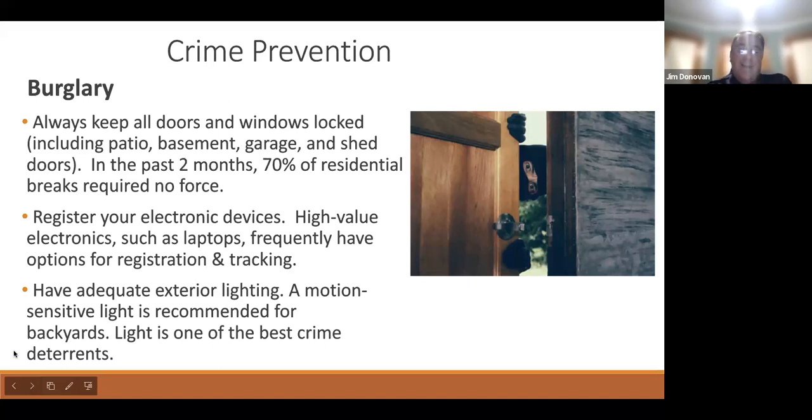Register your electronics, especially bikes. We see that a lot of bicycles are stolen. Most bicycles are very high end. Register those bikes so we have that information. We have your serial number, et cetera, and so forth.